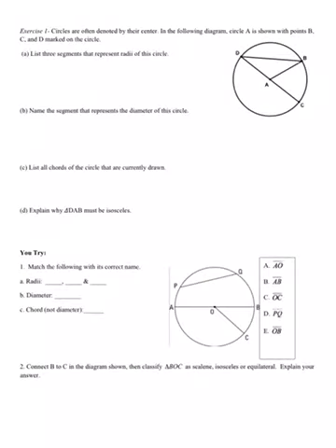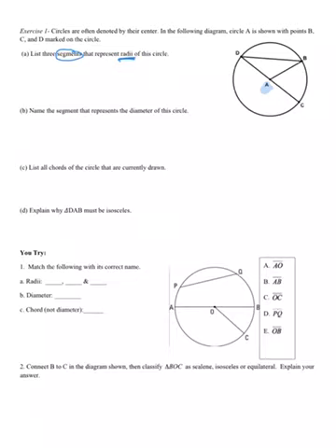All right. Exercise 1. Circles are often denoted by their center. In the following diagram, circle A is shown with points B, C, and D marked on the circle. List 3 segments that represent the radii of the circle. So we're listing segments, so you have to know proper notation for segments. All right?